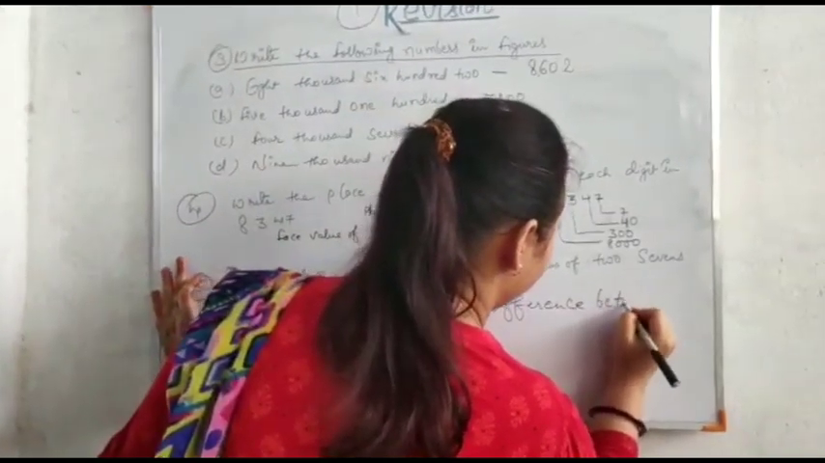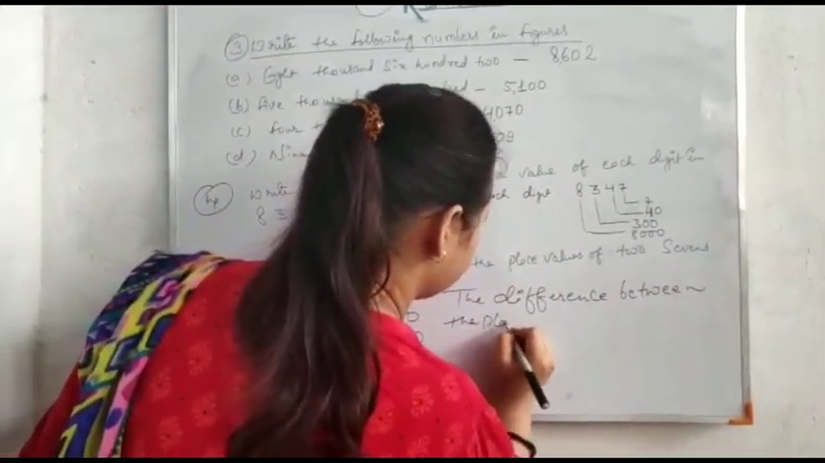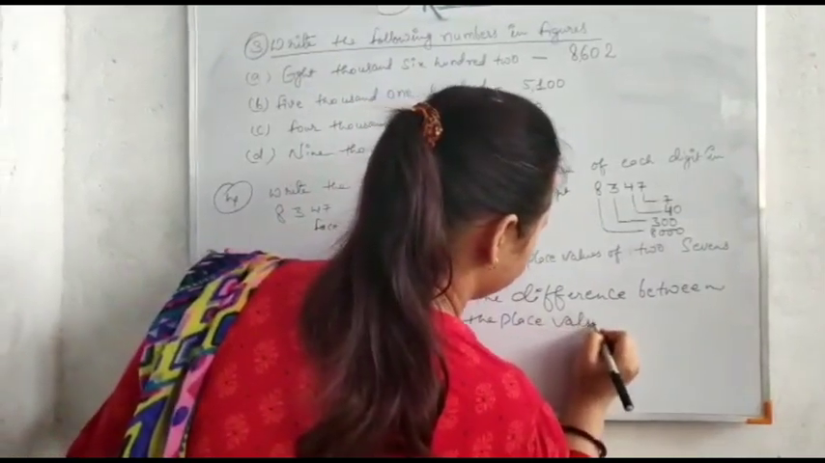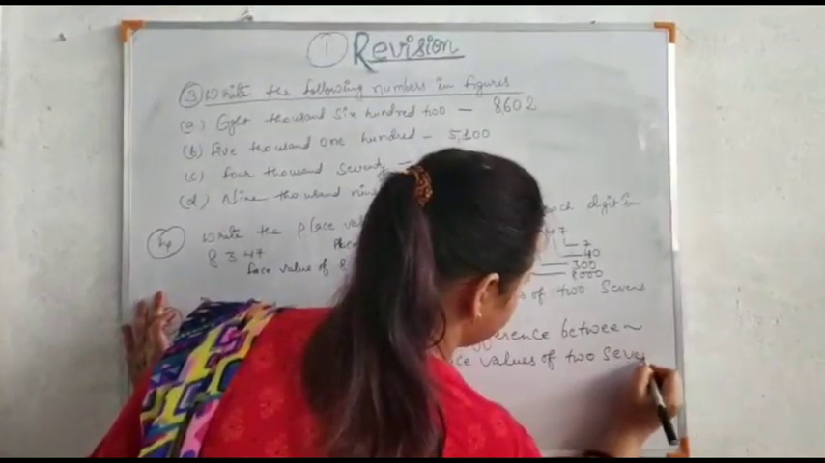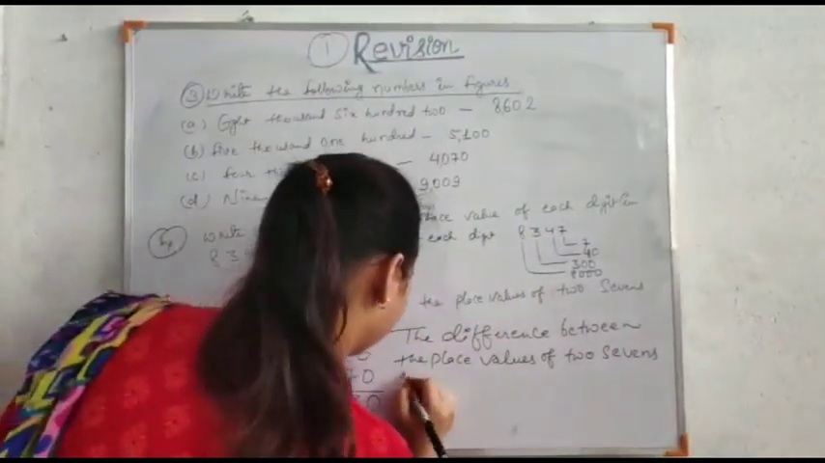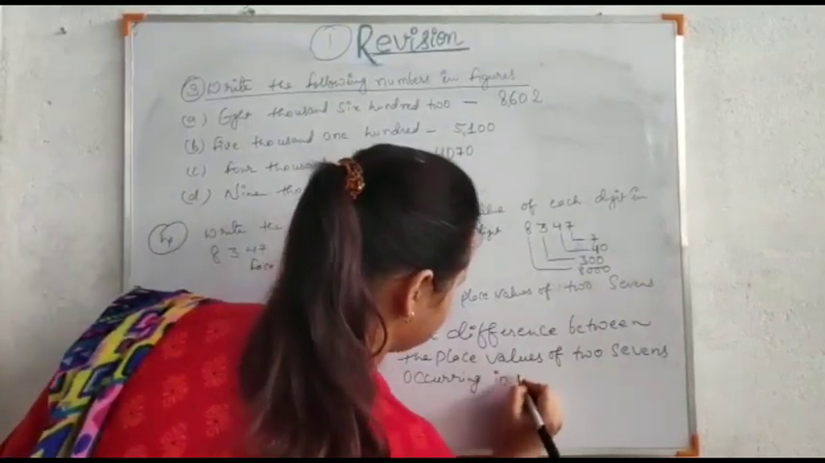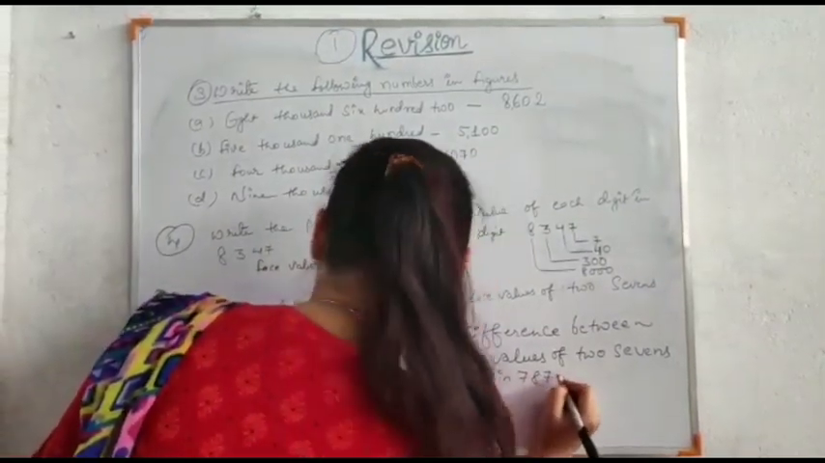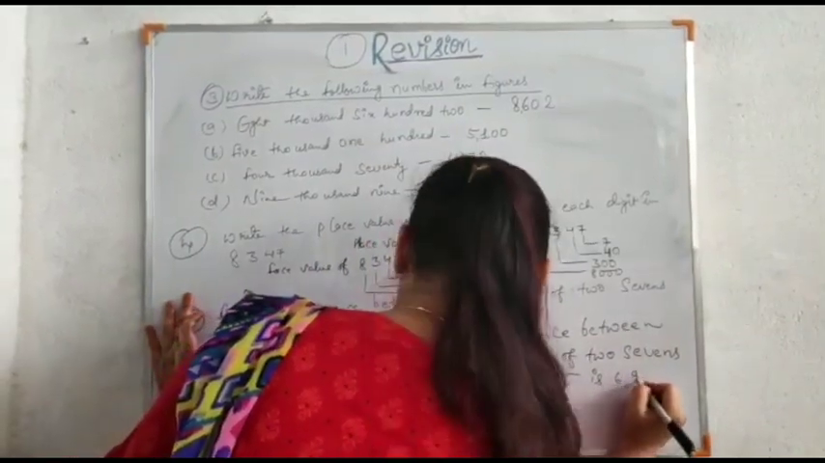The answer: the difference between the place values of two 7s occurring in 7875 is 6930.